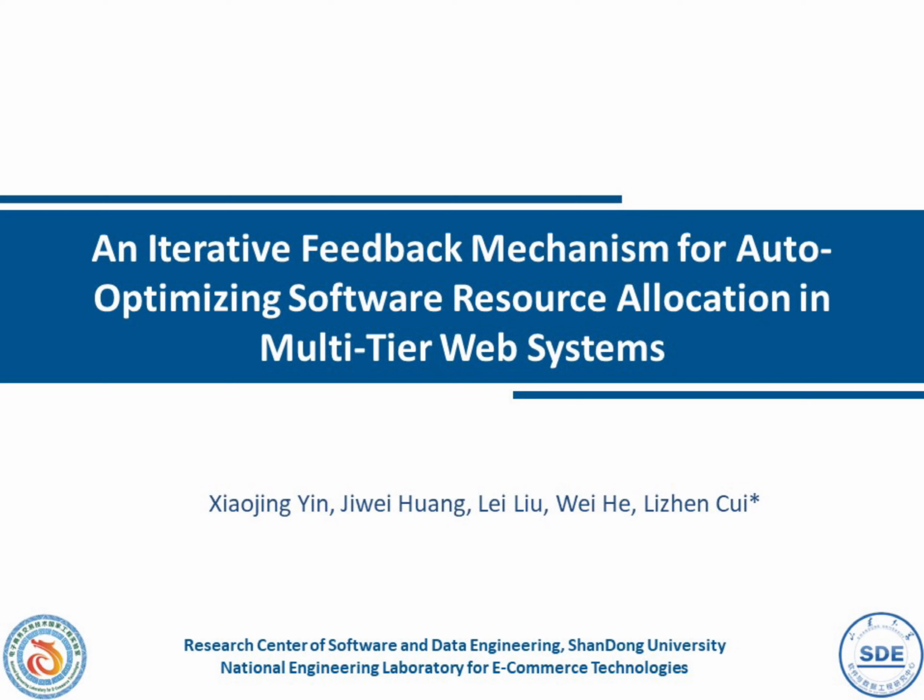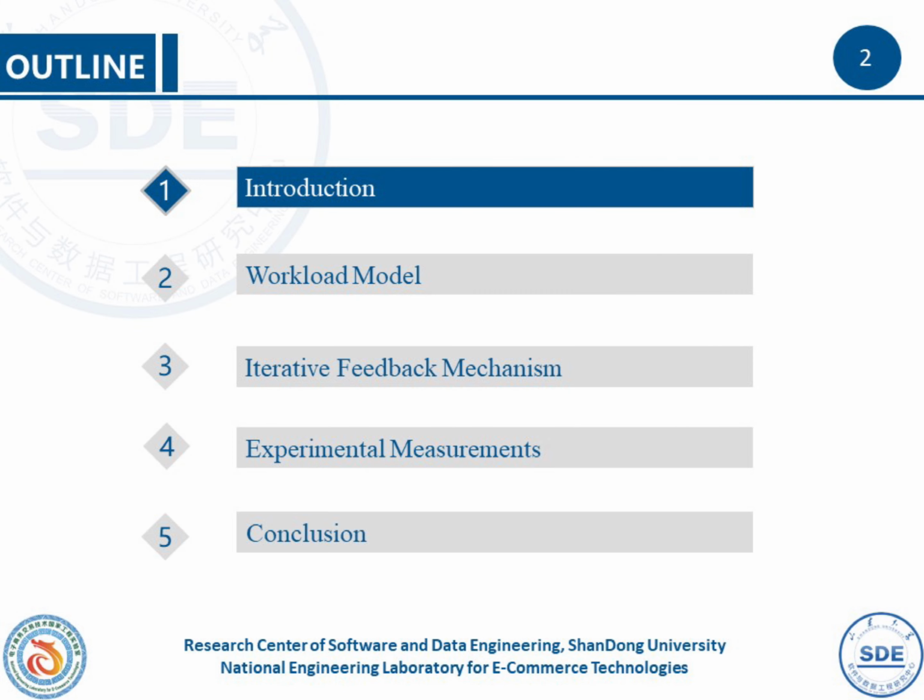Today, my reported title is An Iterative Feedback Mechanism for Auto-Optimizing Software Resource Allocation in Multi-Tier Web Systems. This is the outline: Introduction, Workload Model, Iterative Feedback Mechanism, Experiment Measurements, and Conclusion.